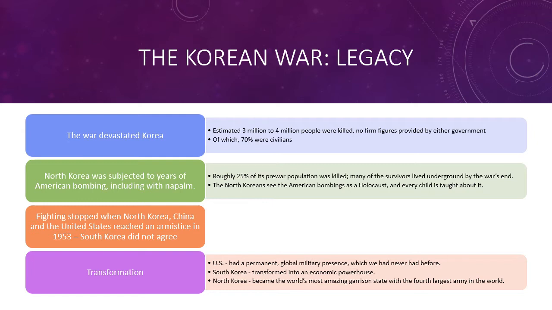Now, the fighting did stop when North Korea, China, and the United States reached an armistice in 1953. Okay, so North Korea, China, and the United States, 1953, they signed an armistice, which is essentially like a ceasefire. And South Korea did not agree to this armistice, and no formal peace treaty has ever been signed. So technically, the Korean War is still ongoing because it's really just a ceasefire.